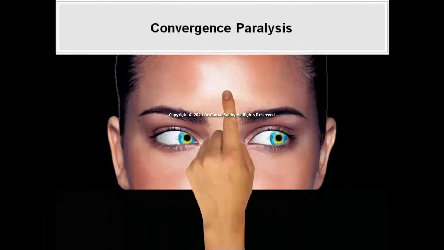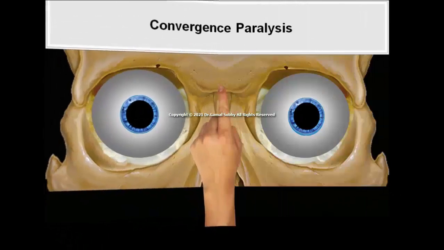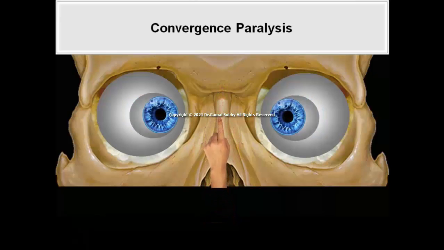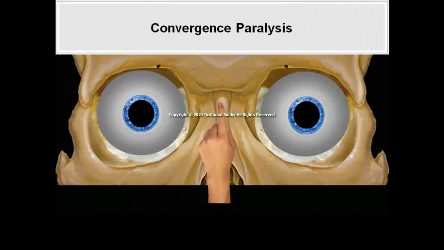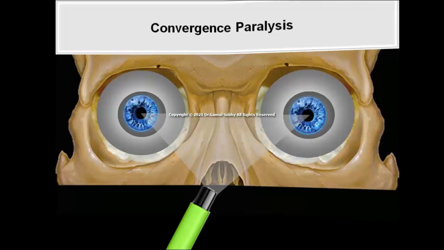In convergence paralysis, although adduction is normal, the patient is unable to converge. Accommodation may be normal, reduced, or absent, and the pupil may or may not be involved. In some patients the pupillary reflex may be abolished for convergence and retained for light, a reversed Argyll-Robertson pupil.